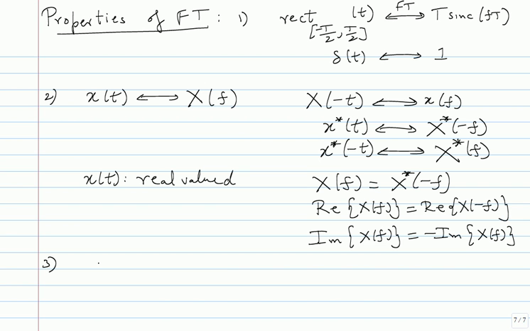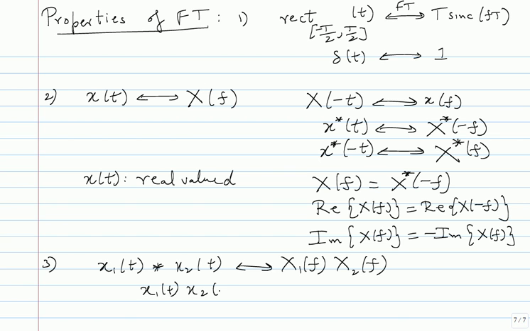And quite a few other properties; I'll just quickly list them as we go along. x1 of t convolved with x2 of t is going to be a Fourier transform pair with X1 of f times X2 of f. Use it along with duality, and you can also get the Fourier transform pair for the product. It will be X1 of f convolved with X2 of f.